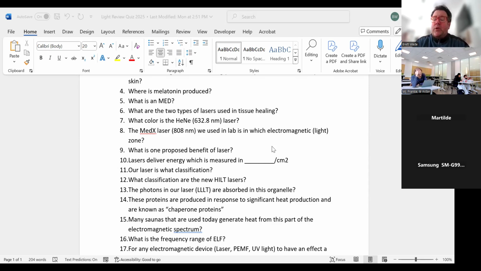Our laser is which classification? And that's class 3B, 3B laser. So this is a cold laser.